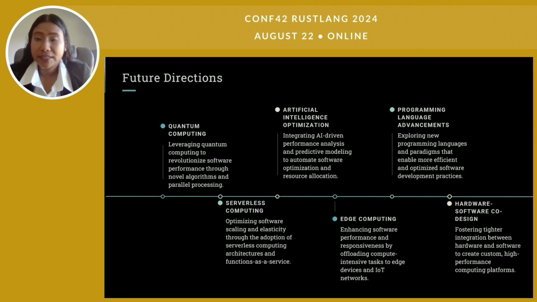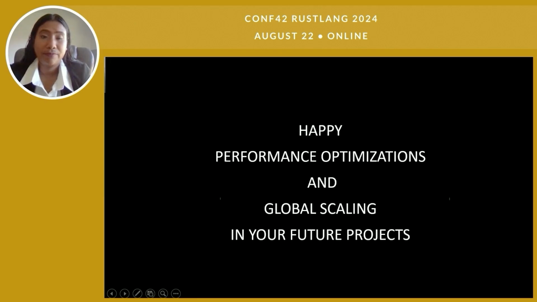Programming language advancements are on the way, exploring new programming languages and paradigms that enable more efficient and optimized software development practices. Hardware-software co-design will be an upcoming area which will foster and tighten the integration between hardware and software to create custom high performance computing platforms.